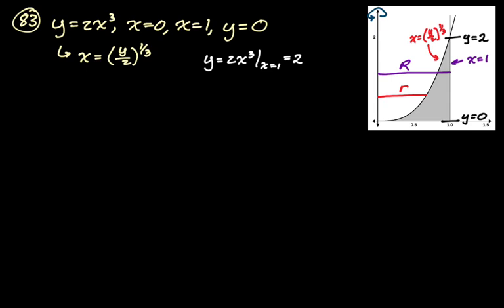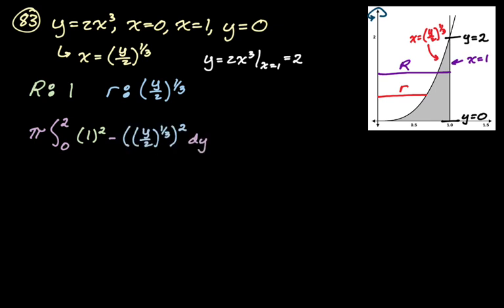All right, here goes. Big R is just 1, right? So that's the farthest distance you go. Little r is that function that we inverted, so it's y over 2 to the 1/3. We're going to set up our integral, so we're going pi, 0 to 2, big R squared minus little r squared, and then dy. So this, when we clean it up, gives us pi, 0 to 2, 1 minus the quantity y over 2 to the 2/3 dy.